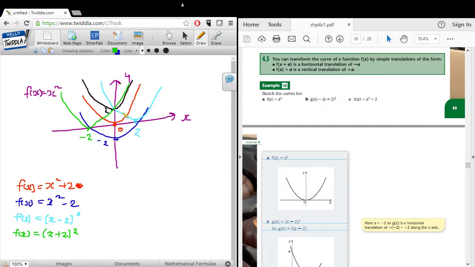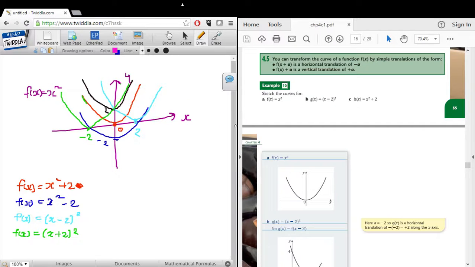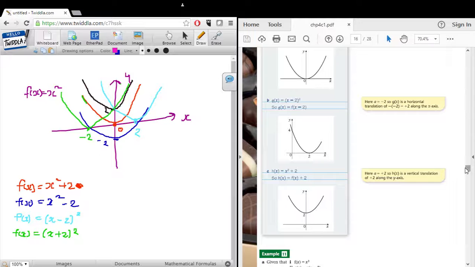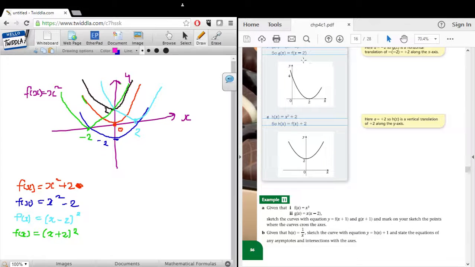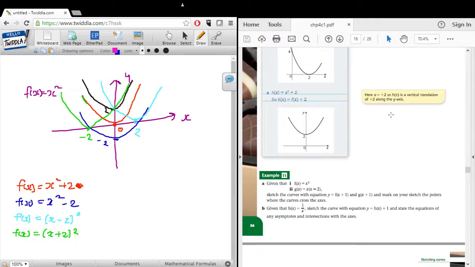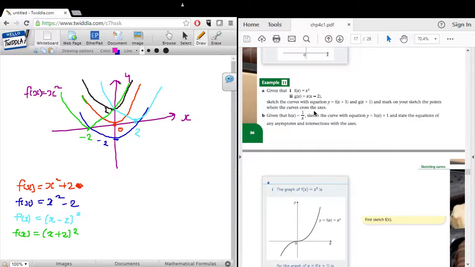So here's a nifty little diagram for you to follow, and hopefully that helps you to appreciate the quadratics. If you look further on, you can see that they also do a similar thing, f(x) plus 2. Here you can see that f(x) minus 2, they shifted it to the right. Very simple, very straightforward. Here's an example that you can carry out.